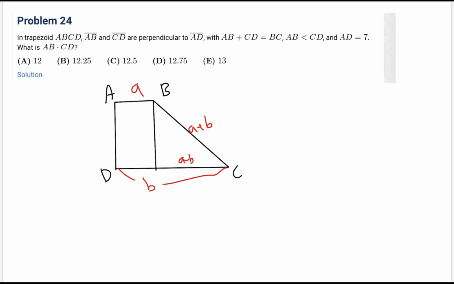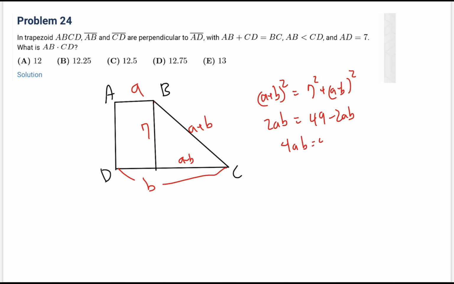This whole thing is B, and AB is less than CD, and AD equals 7, so (A plus B) squared equals 7 squared plus (A minus B) squared, so 2AB equals 49 plus 49 minus 2AB, 4AB equals 49, AB equals 49 over 4. So AB times CD, this is A, what they want is A times B, and that's exactly what we've got.